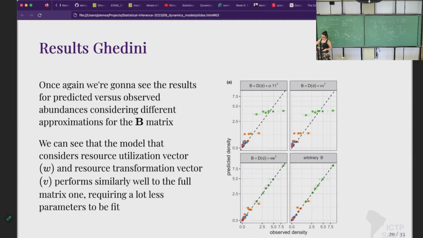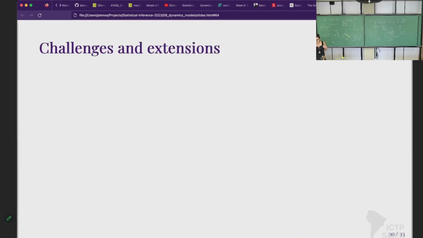So the bottom line here is that this model performs as good as this model for this kind of data. So do we actually need to fit this full matrix B? Maybe not. And there are some challenges and extensions to this approach.